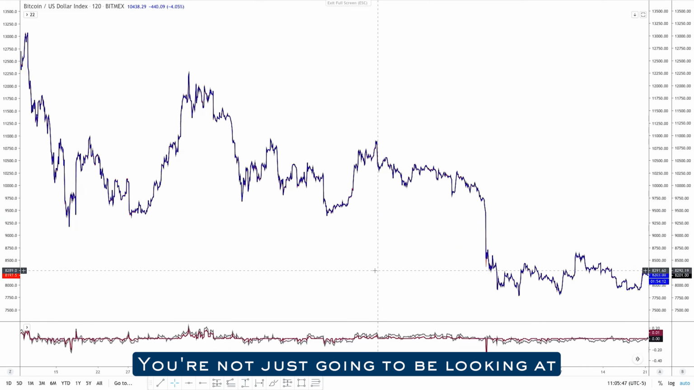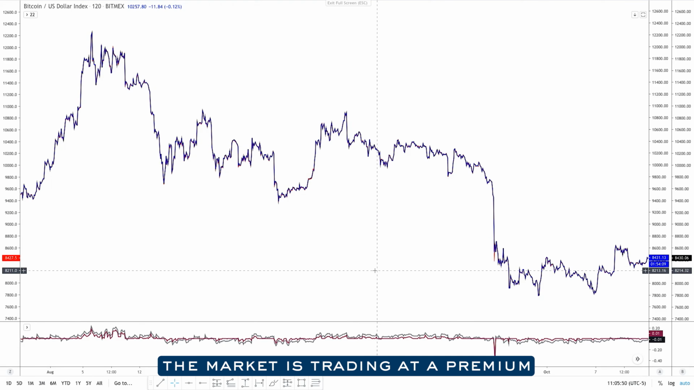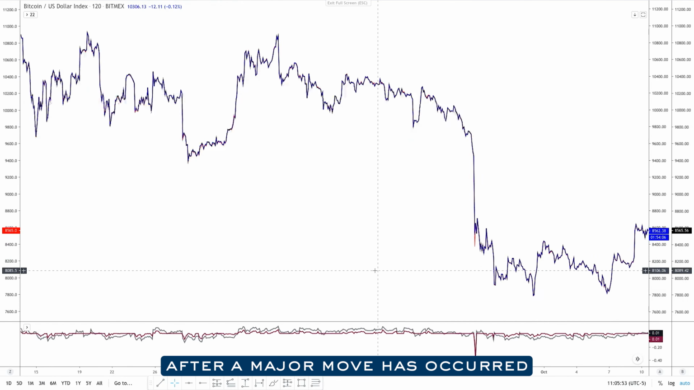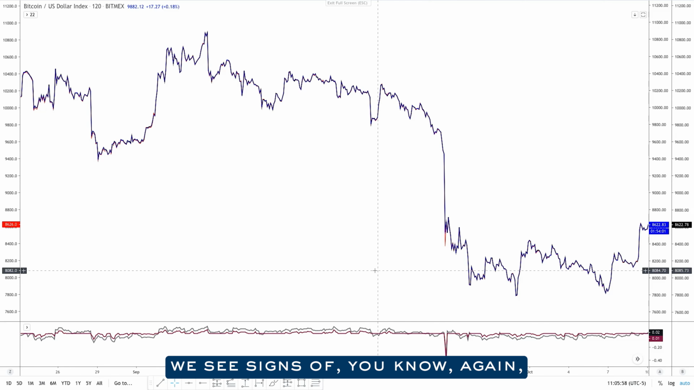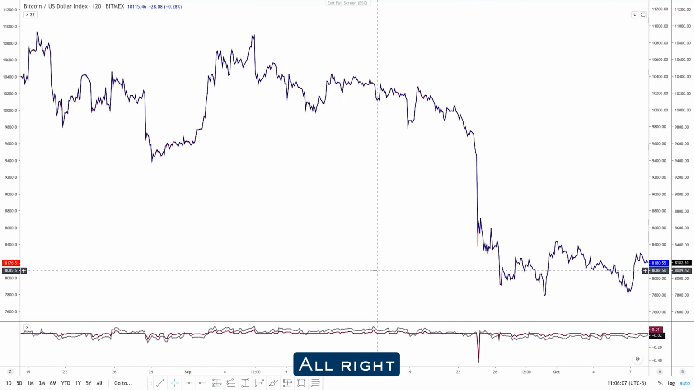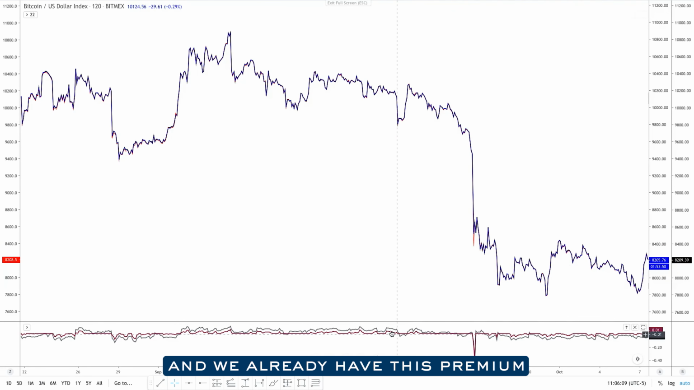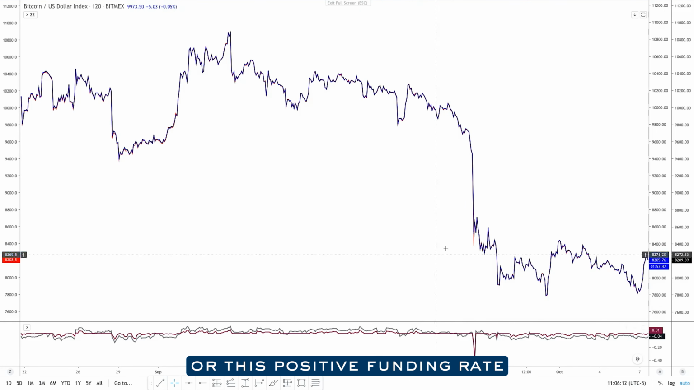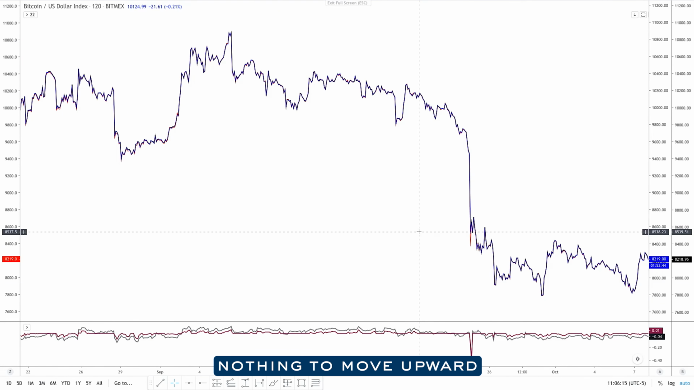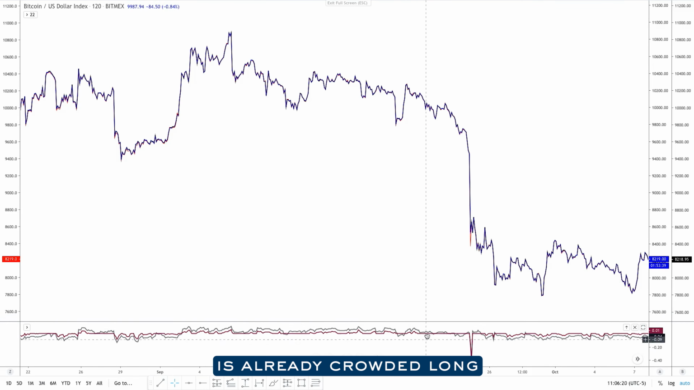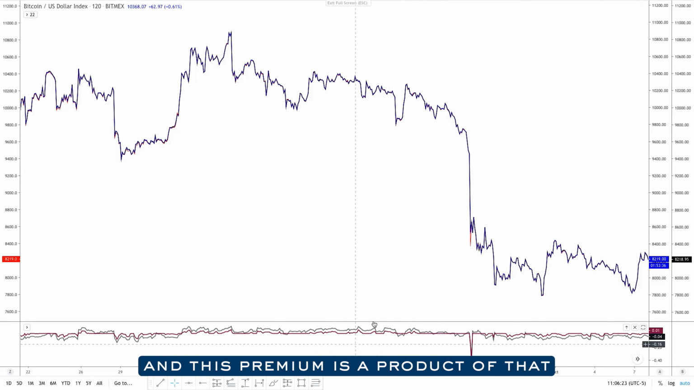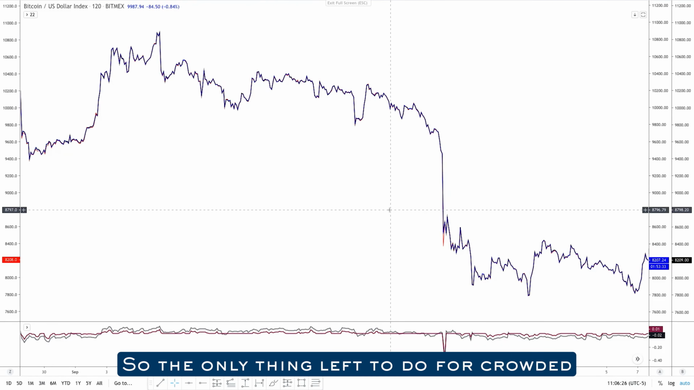You're not just going to be looking at whether or not the market is trading at a premium or a discount. But again, after a major move has occurred and we see signs of weakness, we see signs of, again, where the potential heavier hand is. So if we have a divergence in cumulative volume delta, okay, if we have decreases in volume, all right, extreme bullish sentiment, and we already have this premium in this case, or this positive funding rate, and price is really doing nothing to move upward, this can give us insight into the fact that the market is already crowded long, okay, and this premium is a product of that. So the only thing left to do for crowded longs is to close out.